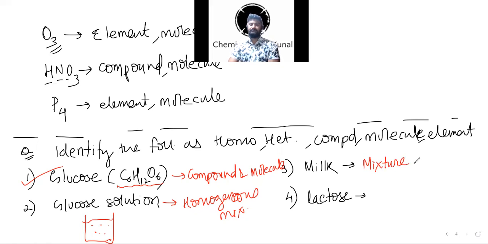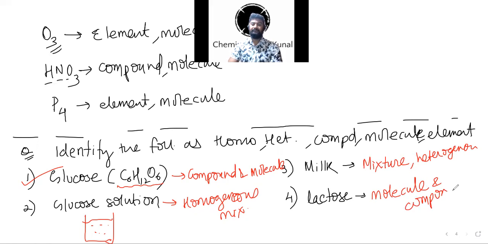Okay, milk, that's also a mixture, heterogeneous. Why heterogeneous? Because if you look at a very minute level, milk has a heterogeneous nature, because the fat is quite visible. Lactose, on the other hand, which is present in milk, is a molecule and a compound, of course, because it's made up of carbon, hydrogen, and oxygen. What's the formula? We don't really have to know it. It's a sugar. So that's how we can understand.